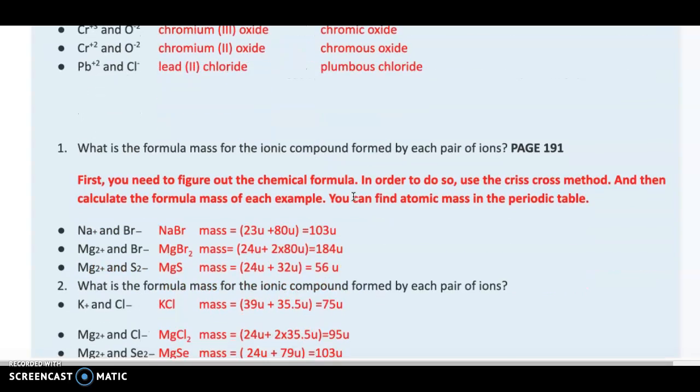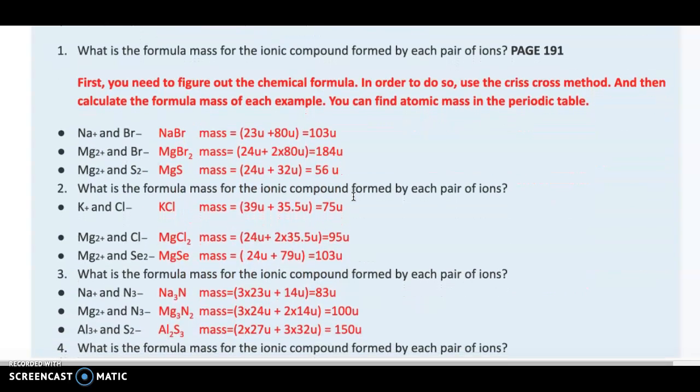Okay, next question is going to be about calculating the formula mass. Very easy. You'll need a calculator for doing this type of an example. All of these masses are given to you in a periodic table. You don't have to memorize it. This type of information always will be given to you.